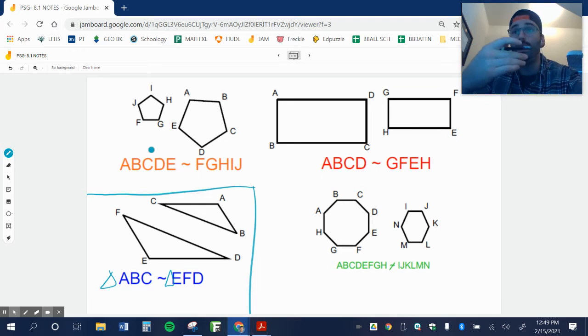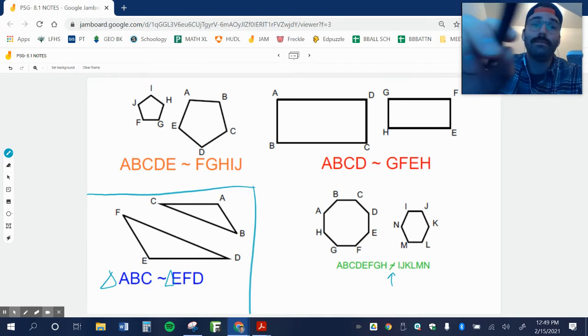In order for two shapes to be similar, they have to be the same shape. Here we have two pentagons, two rectangles, two triangles. These two shapes are not similar. Why? That's what that mark means.